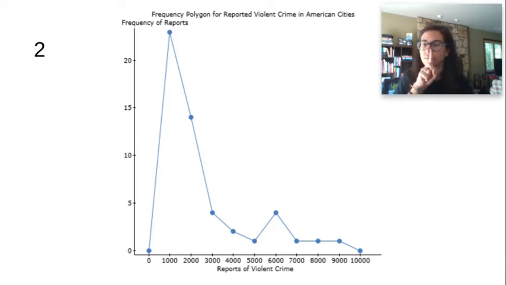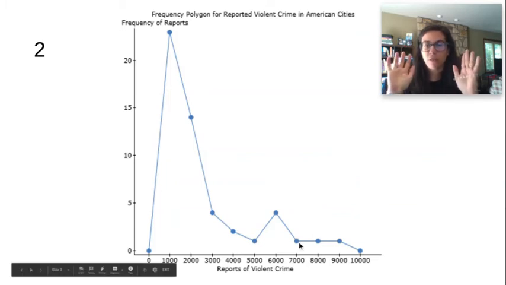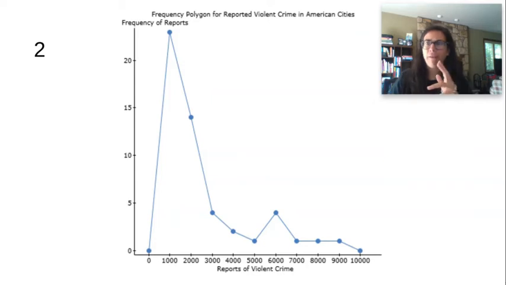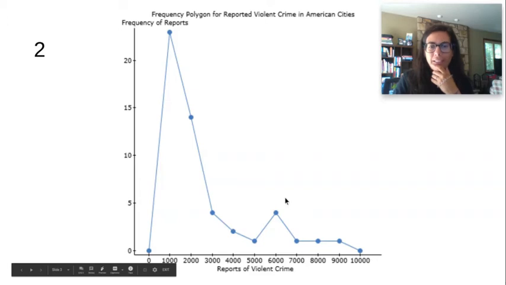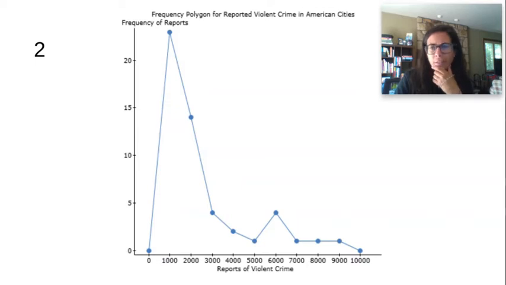Spread. Okay, reports of violent crime go from 0 to 10,000. That is a spread out situation, which is tied right in with O, an outlier situation. If you look at 7,000 or above, even 5,000 or above, that is not a lot of data. There are almost 5 cities that report 6,000 reports of violent crime. We don't even know if this is in a year or total. It seems like total. What does that even mean, violent crime? So forget that we didn't operationally define any of that.